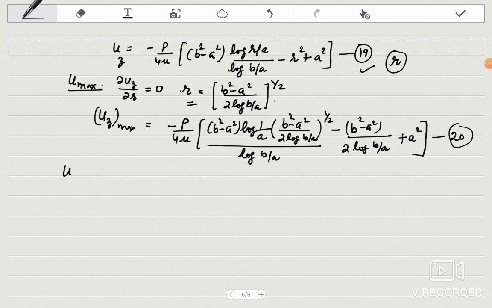Now what is U average? You know that U average was 1 upon area of the cross section through which your fluid is flowing, and then limits of r.